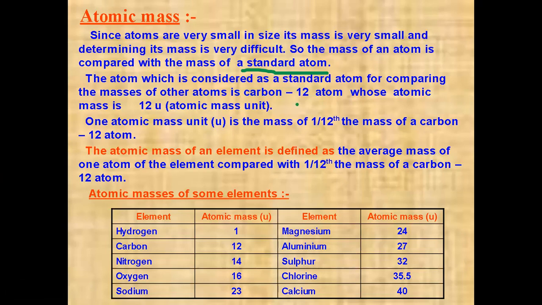So what is the mass of carbon? It is 12 u, where u is the atomic mass unit. In the same way, other elements also have atomic masses, like hydrogen is 1, carbon 12, magnesium 24, aluminium 27. In the same way, all the elements in the periodic table have their own mass.